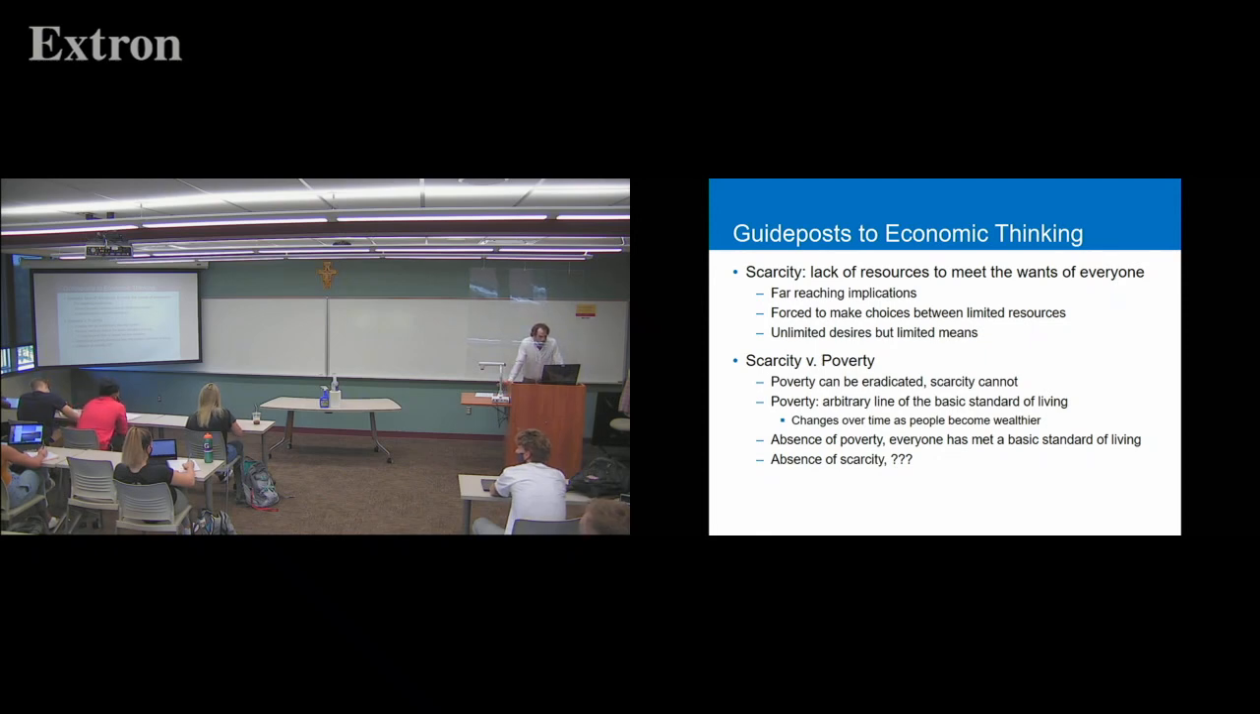If there were unlimited resources, then no one would ever have to make a choice. But unfortunately, that's not the case. So because there's only so many hours in the day, you have to decide if you want to go out to a restaurant or go to the movies. You can't do both in the evening after work. We have unlimited desires, but there's limited means to achieve those.